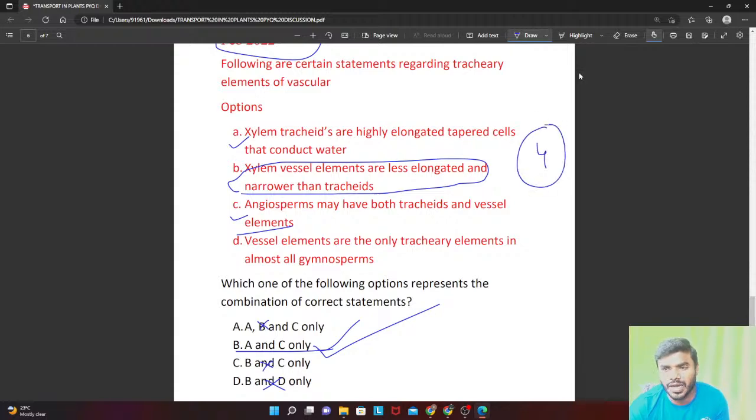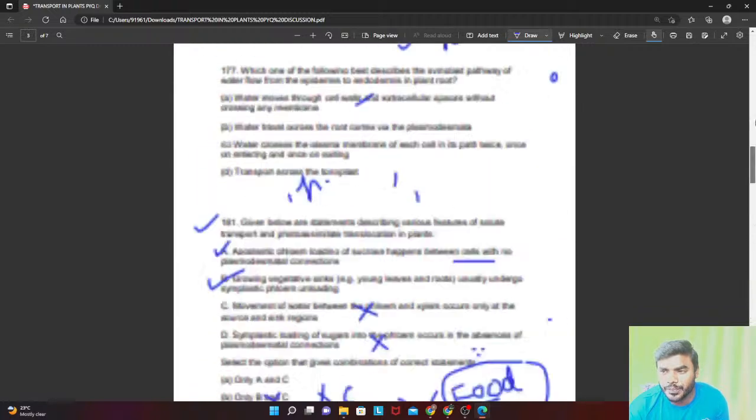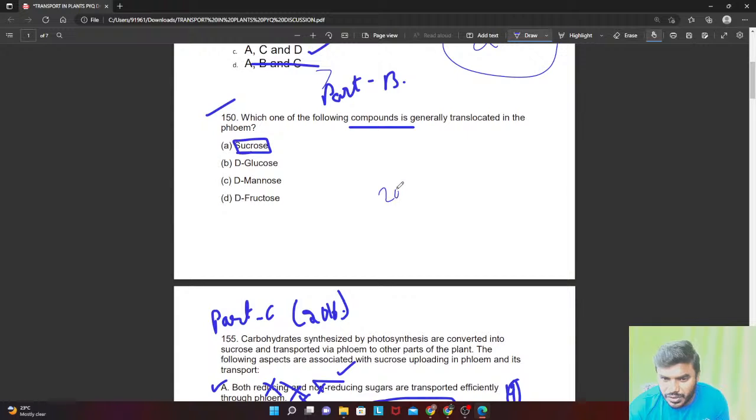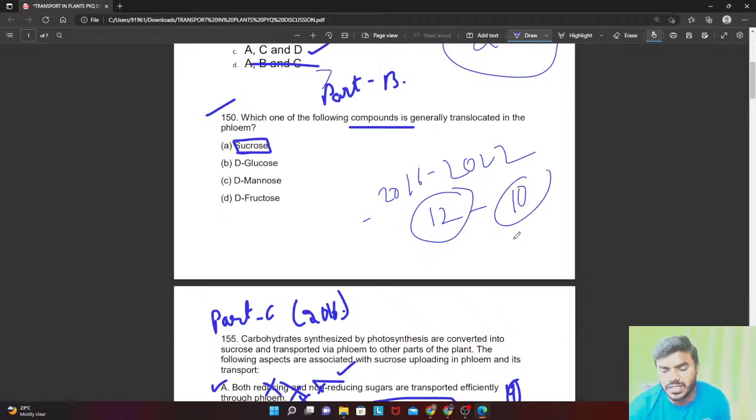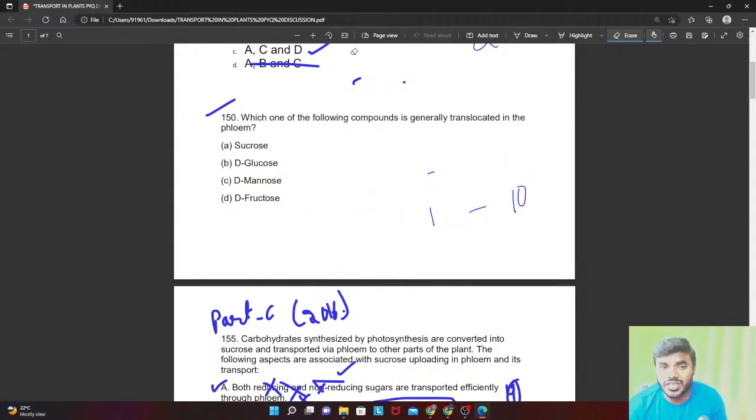See, direct 4-marker question. February 2022 we got the question, and September 2022 we got the question, and from 2016 to 22, out of 12 papers there are 10 times the question appeared from this particular chapter, transport in plants. So I am requesting every student, keep the PPT with you and read the Pathfinder once at least now itself. Okay, I think we have solved each and every question.